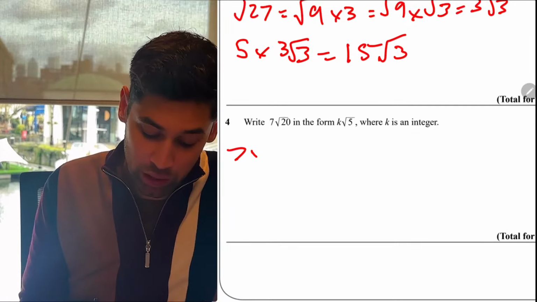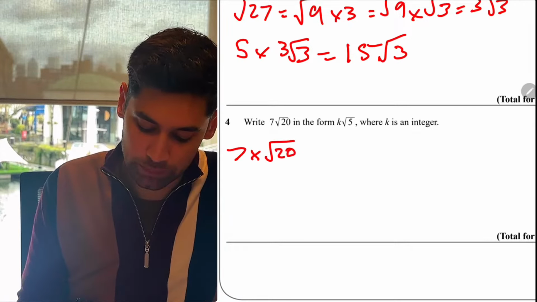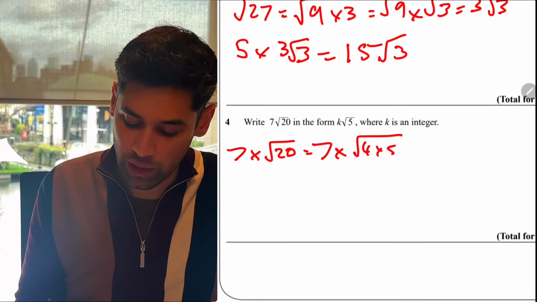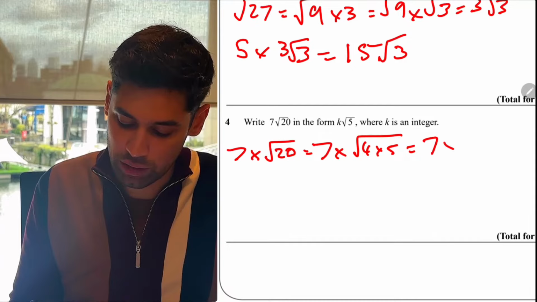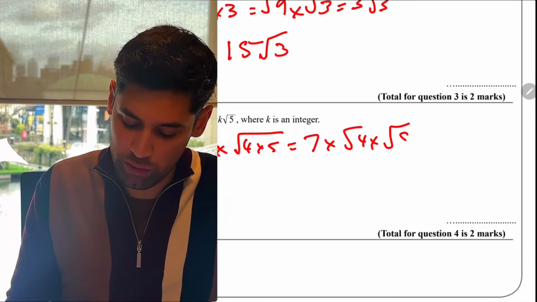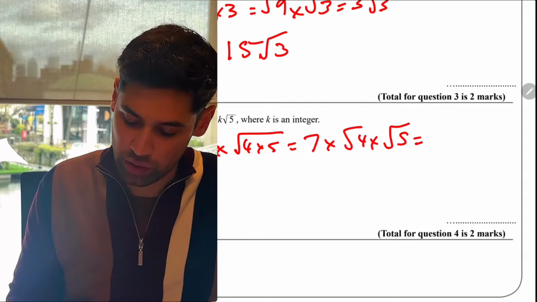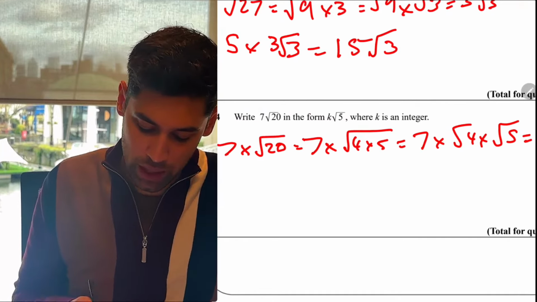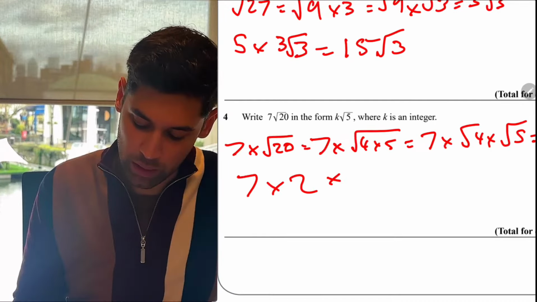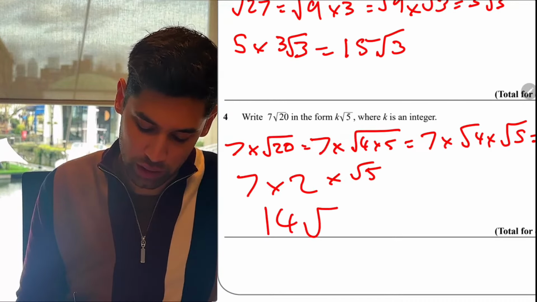So this one will be 7 times root 20, which is 7 times root 4 times 5, which is 7 times root 4 times root 5, which is, and I'll do this on the next line so we can see it all there, 7 times 2, root 4 is 2, times root 5, which is 14 root 5.